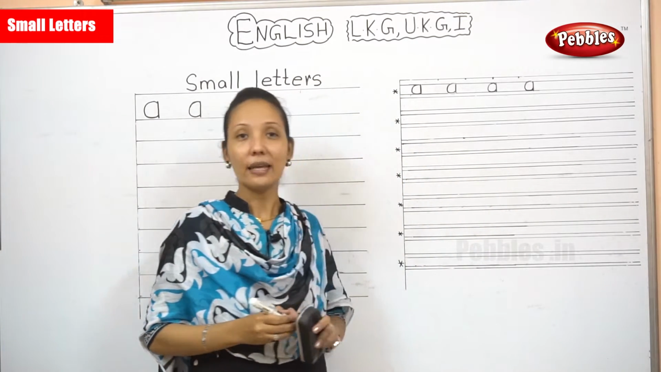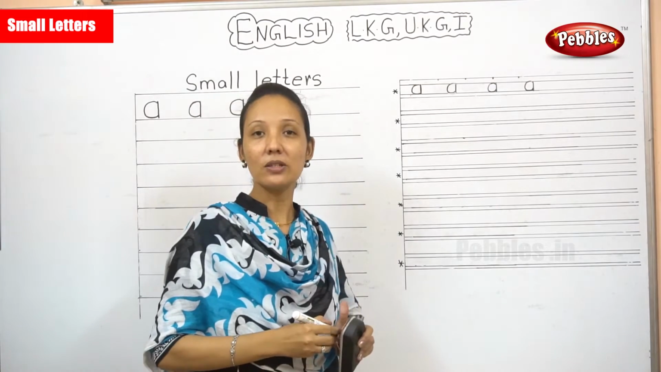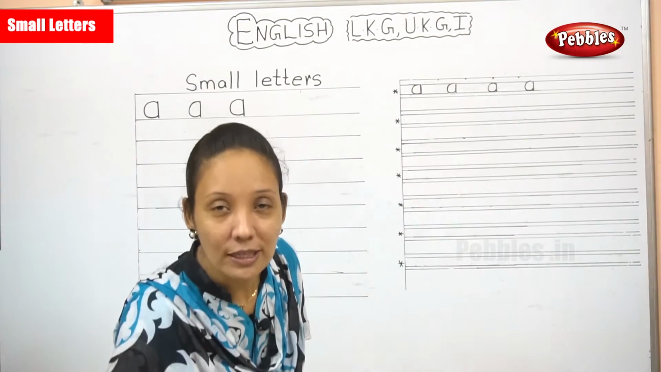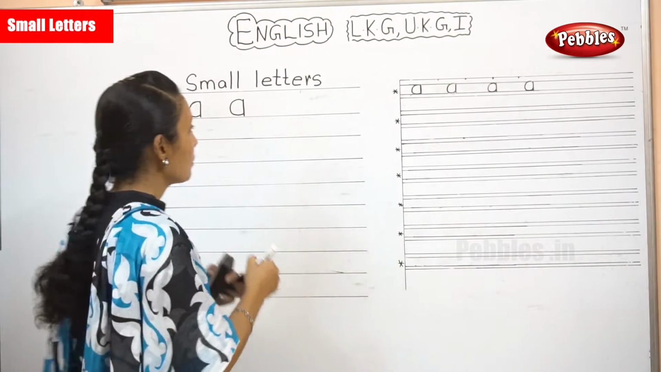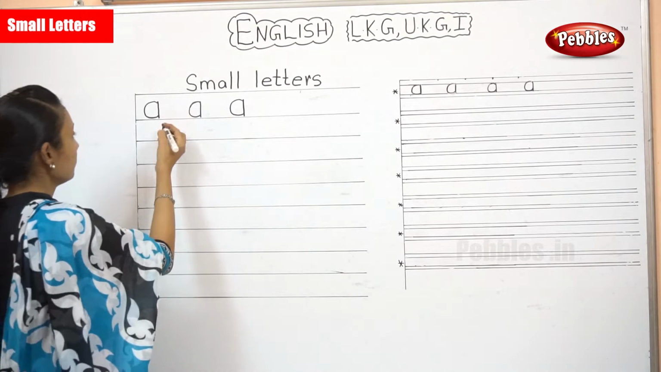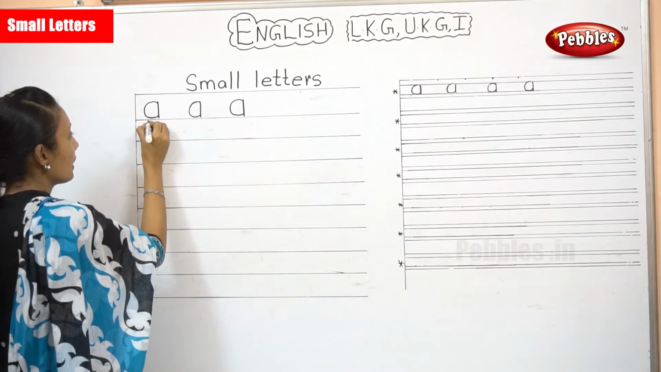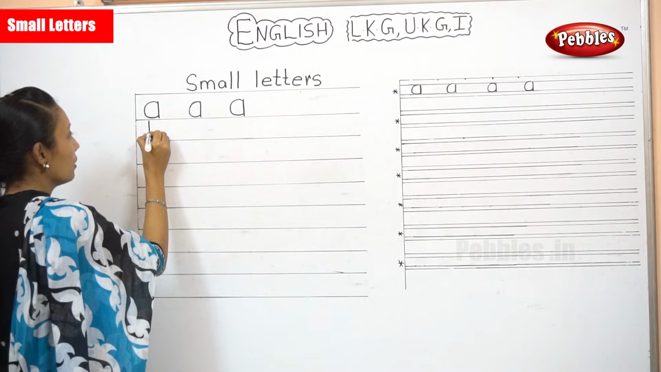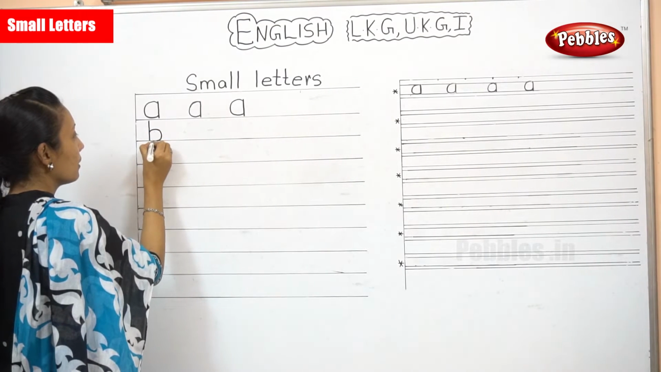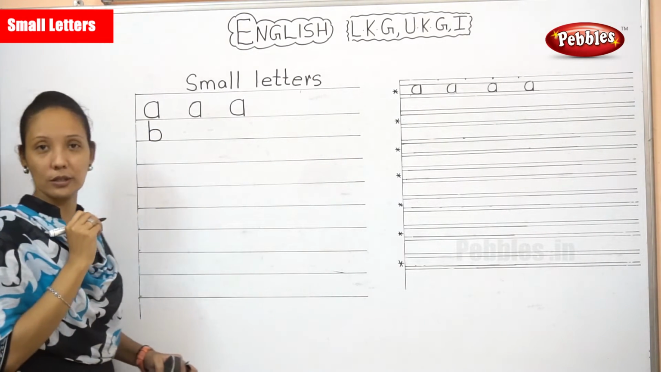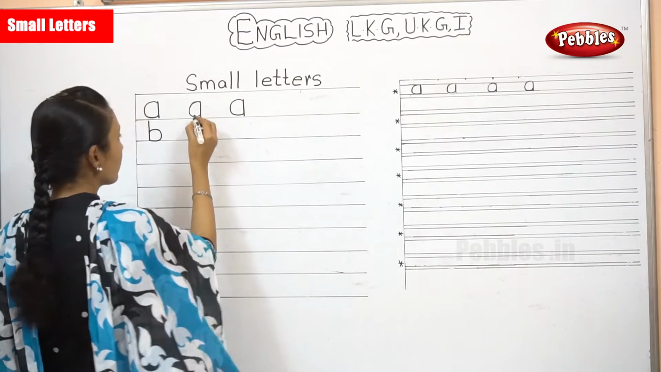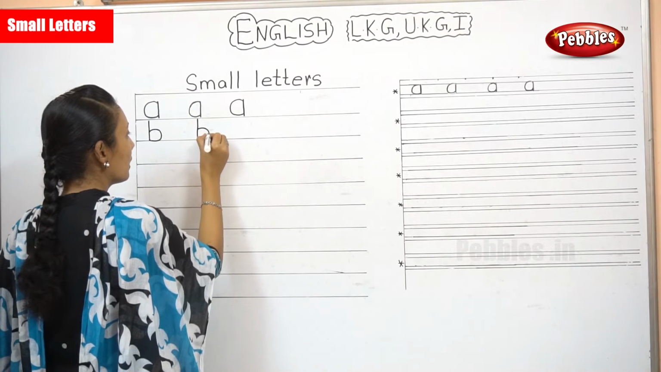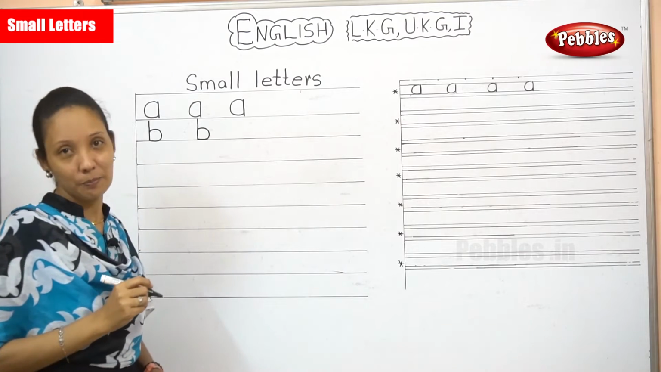Now after a, what is your next alphabet? After a, what is the next alphabet? Yes, after a comes b. What's your next alphabet? It's b. So now shall we see how to write b? See now, you give your straight line, that is your standing line, and your curve from the right, the outer curve.